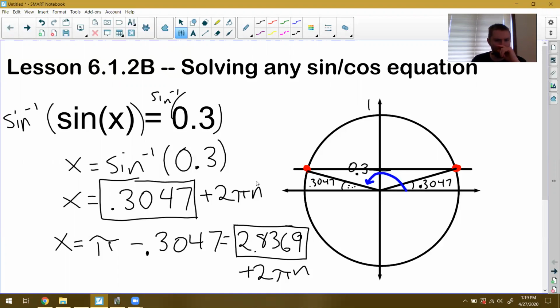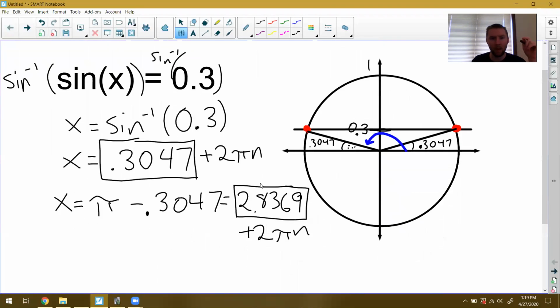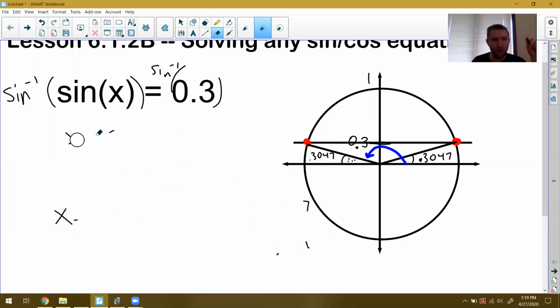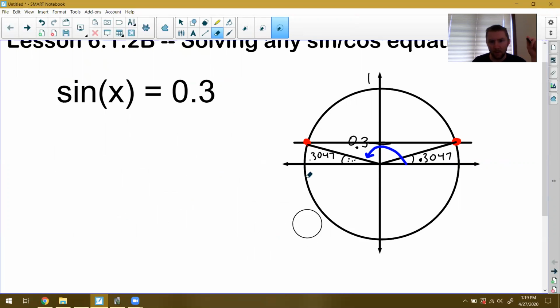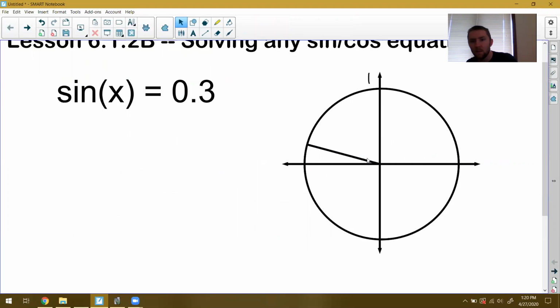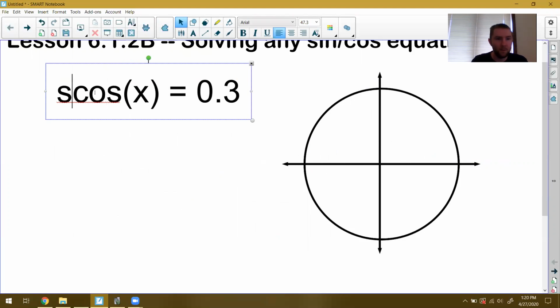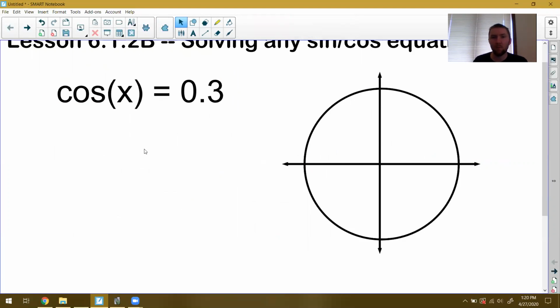All right, now let's talk about what would happen if instead of sine of x equals 0.3, we had the cosine of x equals 0.3. How is that different than what we've been doing? So if I get rid of all of this, and start talking about not sine of x, but cosine of x equals 0.3. Cosine of x equals 0.3.